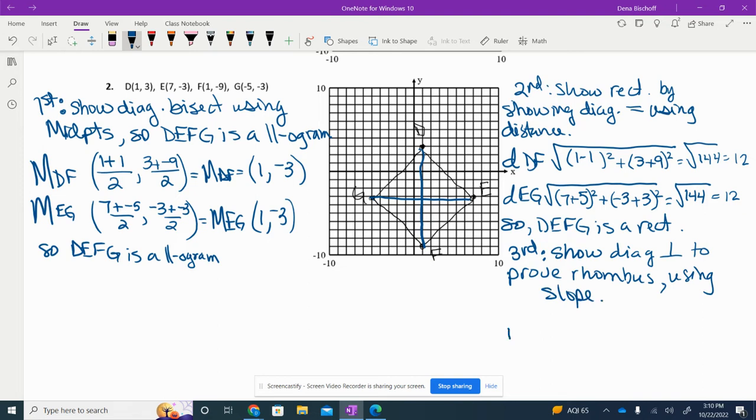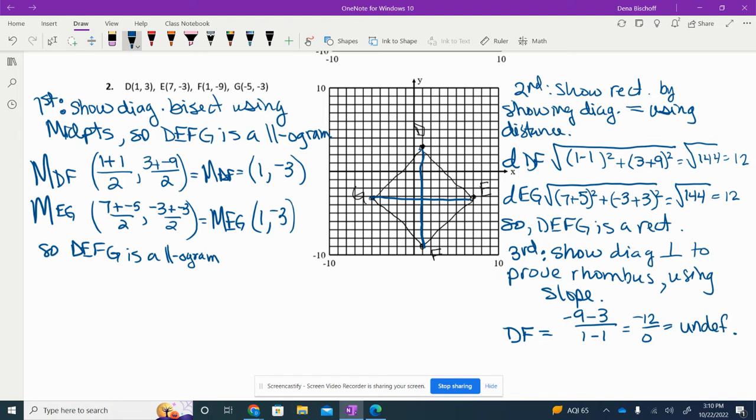So the slope of DF, well, let's see, negative 9 minus 3 over 1 minus 1. Negative 9 minus 3 is negative 12. 1 minus 1 is 0, which means that DF is vertical because my slope is undefined.